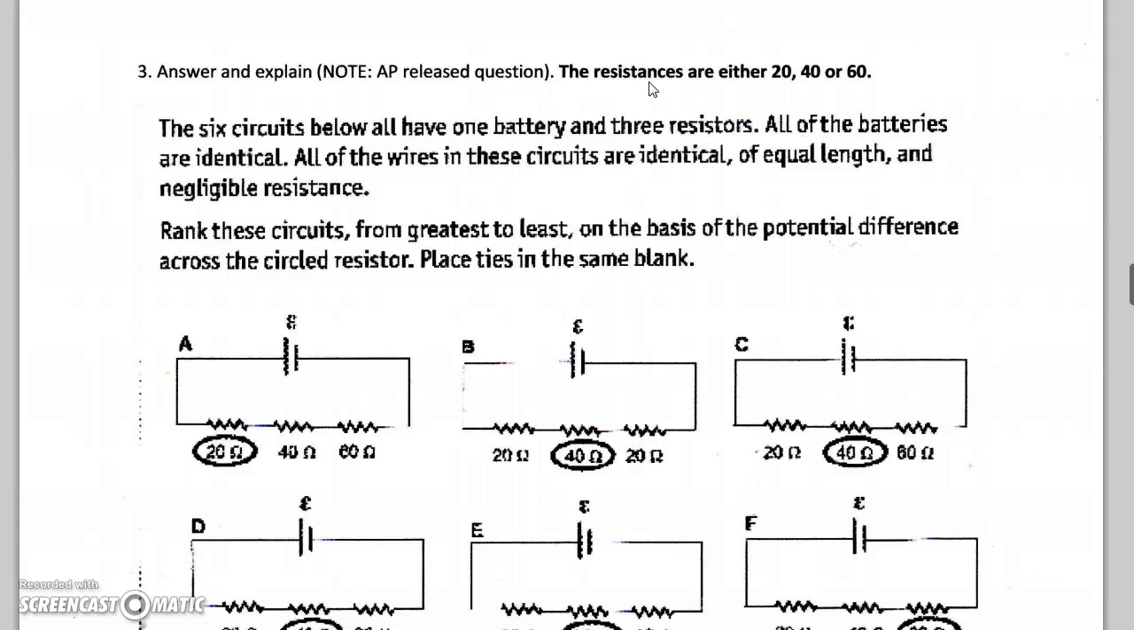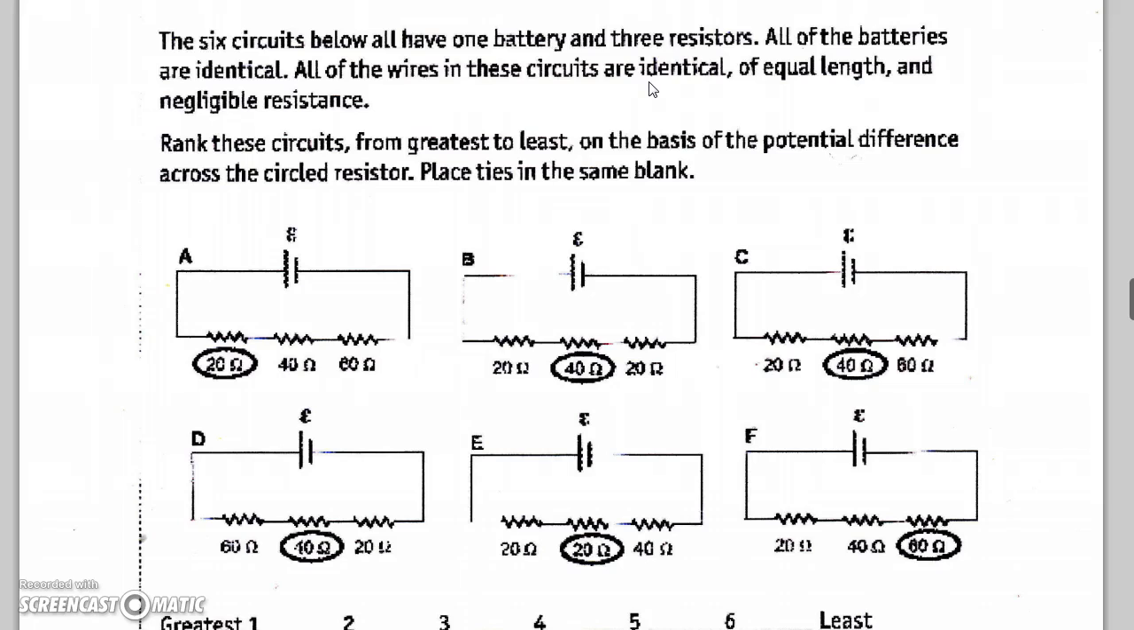Let's keep going. The 6 circuits below all have 1 battery and 3 resistors. All the batteries are identical, so they all have the same volts overall. All the wires are identical, equal length, negligible resistance, so we don't care about the wires. Rank these circuits from greatest to least on the basis of potential difference across the circled resistor. Potential difference, you saw that in the past. Also in the most recent activity with computers, I crossed out every word of potential and wrote the word voltage in. So what it's really asking is, rank the voltages of the circled ones based on what the circuit is.